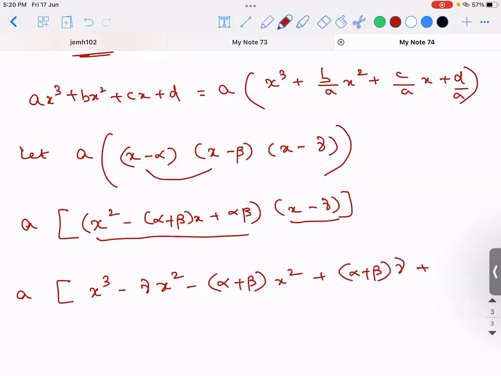X cube. Simple, right? X square into x gives x cube. X square into gamma, minus gamma x square. Minus alpha plus beta into x, that is minus alpha plus beta into x square. Minus alpha plus beta into x into gamma, plus alpha plus beta into x into gamma. Is that clear? You tell me the next term. This alpha beta x, minus.